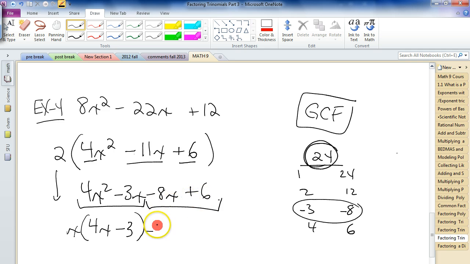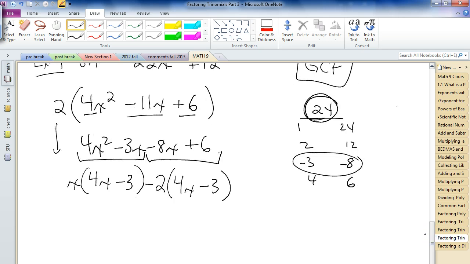What can I pull out of 8 and 6? A 2. 2 goes into both those numbers. 2 goes into there 4 times with an x left over. What times negative 2 gives me positive 6? Negative 3 does. What's my common factor? 4x minus 3. They both have that. And I'm left with x and a minus 2.